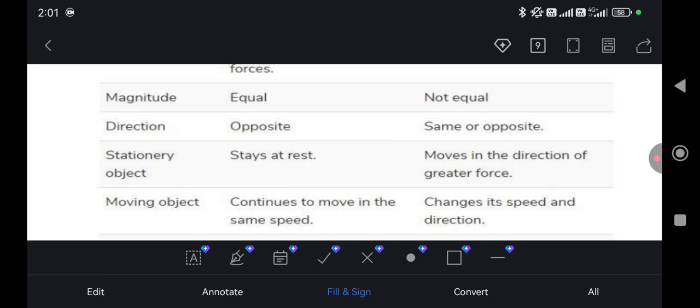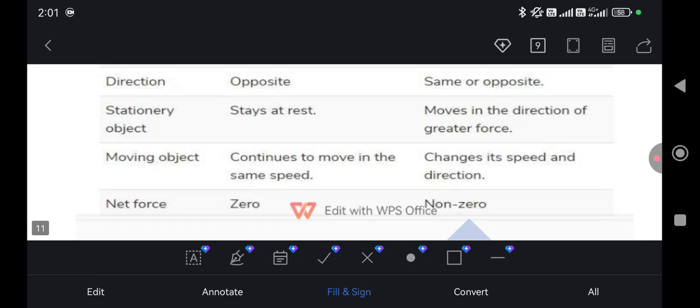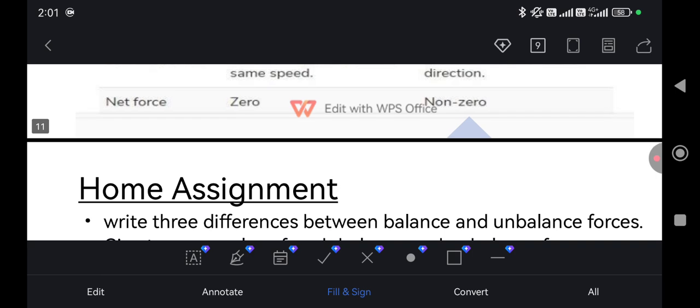A stationary object stays at rest in balanced force, while in unbalanced force it moves in the direction of the greater force. And a moving object in balanced force continues to move at the same speed, but in unbalanced force it changes its speed and direction. As we have seen, the net force in balanced force is 0, while in unbalanced force it is non-zero. So I hope you all know about balanced and unbalanced force.